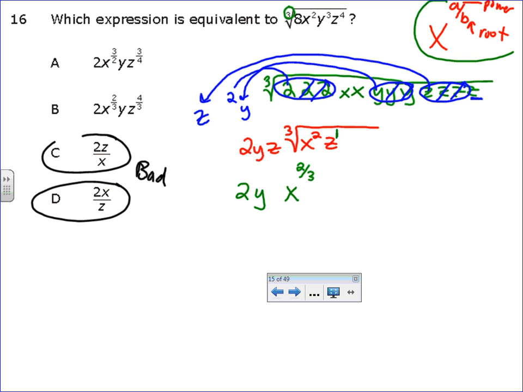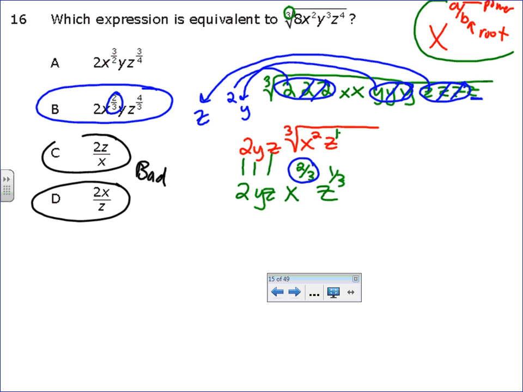The other thing here is I have a z. Well, there's 1 z, so that's really z to the, there's a z out here, drop this down. And there's a z in here to the what? 1/3. Top number is my power, bottom number is my root. From there, hopefully you can see that I've got x to the what? 2/3. This is x to the 2/3. The answer is B.